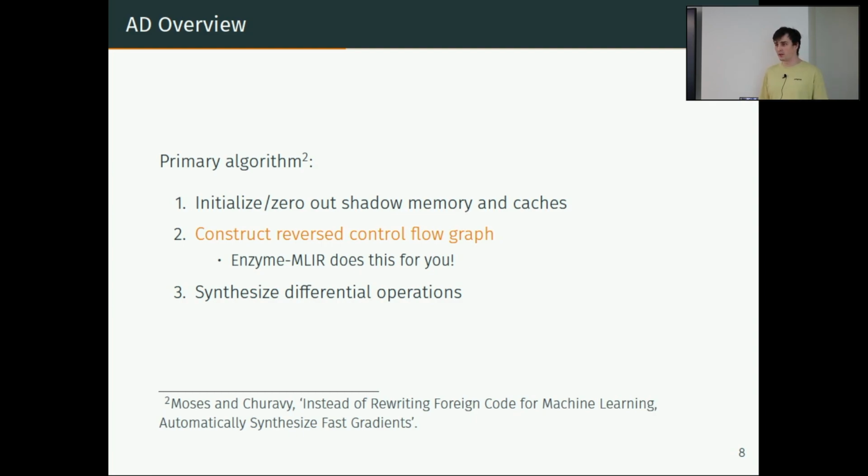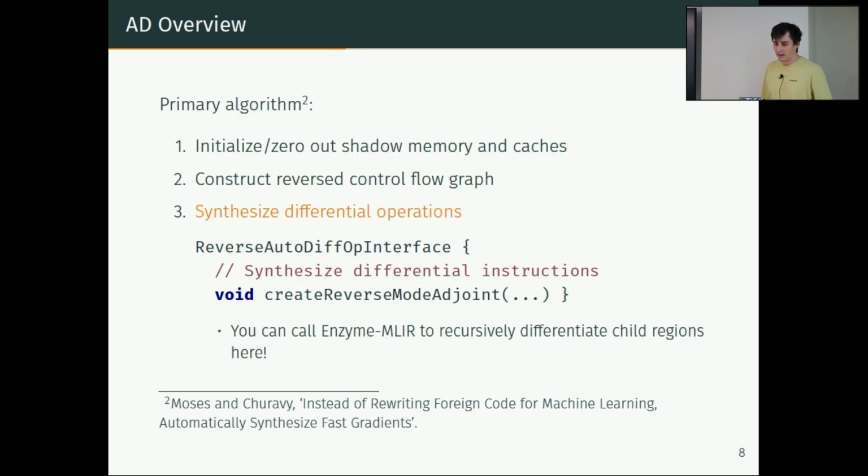In the next step, we will have to create the reverse control flow graph for our program, and this can, in general, be done by Enzyme MLIR, completely agnostic of dialect. And then we will, of course, need to create the adjoint, and we will do this in a function called create reverse mode adjoint. This also supports differentiating child regions of functions. For example, if we have a for operation, we will need to differentiate the region inside the for operation.